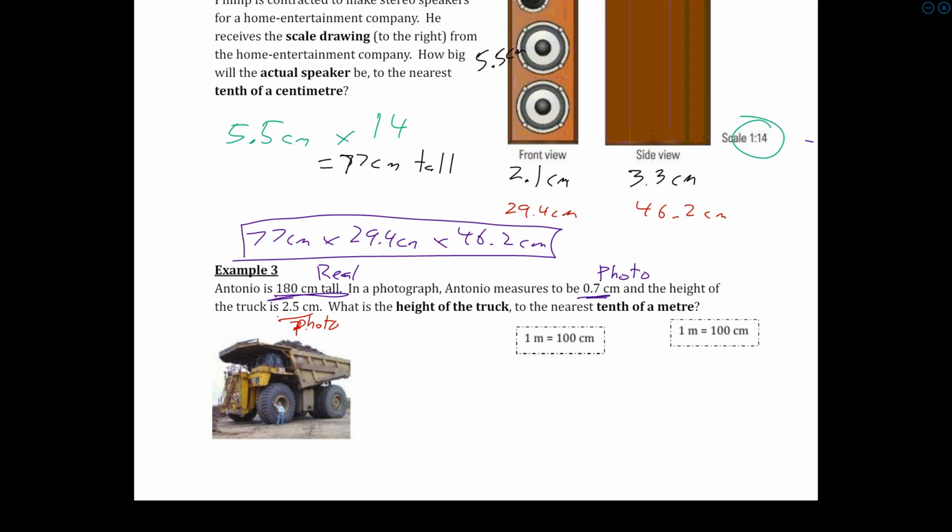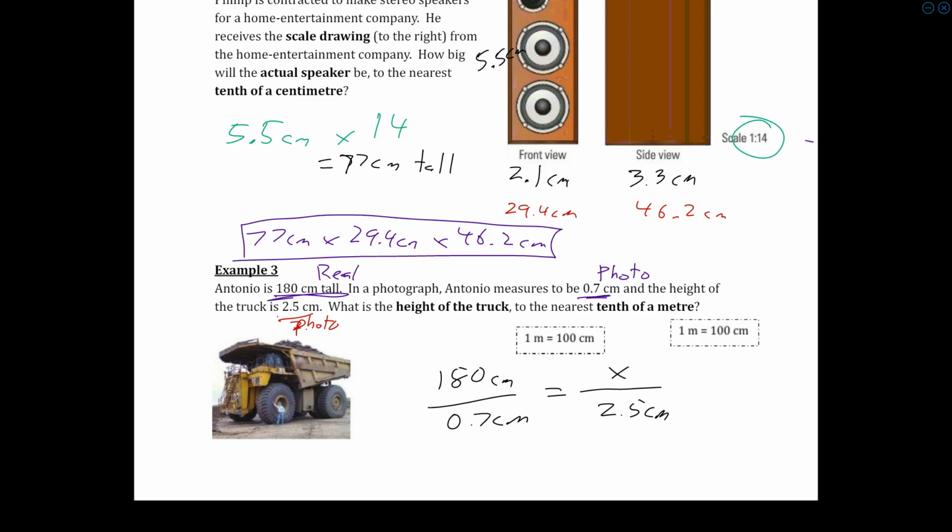Okay. So we weren't given the scale factor. Maybe we can find it. But I think we have a proportion here, right? His height, and then we have his height in the picture, and then we have the truck's height. Okay. So I know the relationship would be between the photograph, he's 180 centimeters in real life. But in the photograph, he's 0.7 centimeters. And the truck, in real life, we don't know, but in the photo, it's 2.5 centimeters.